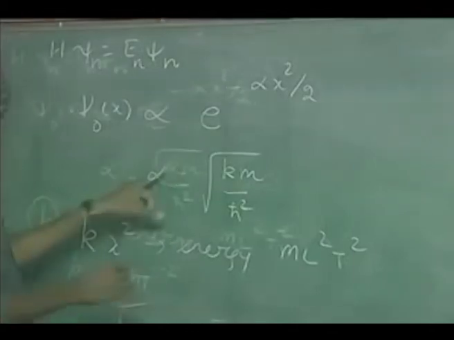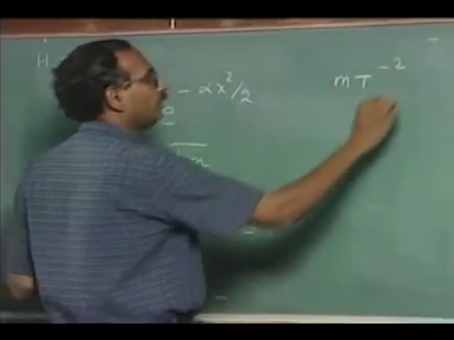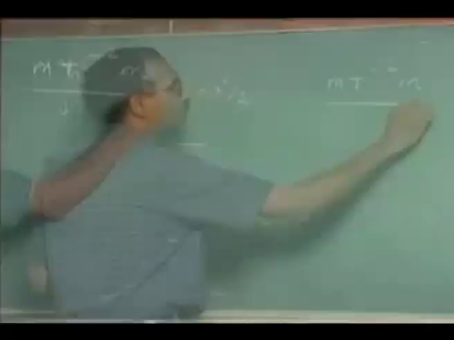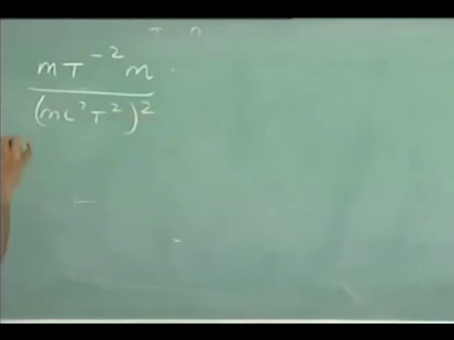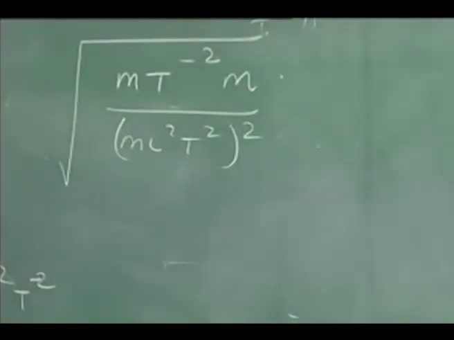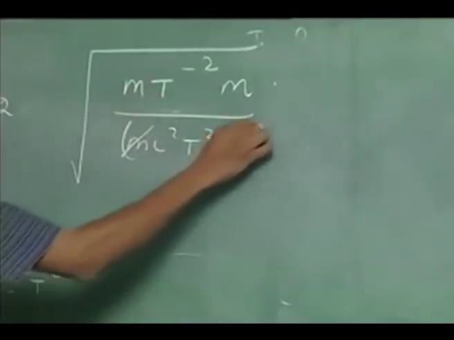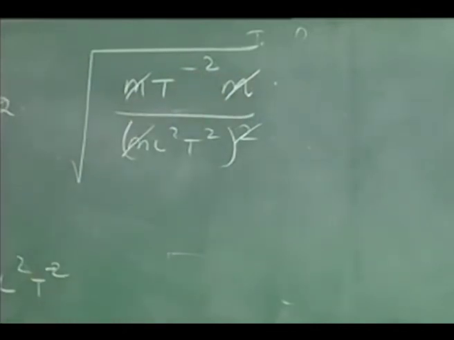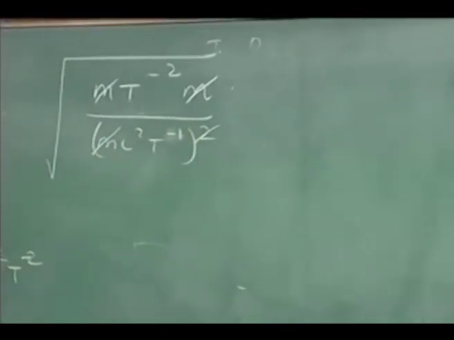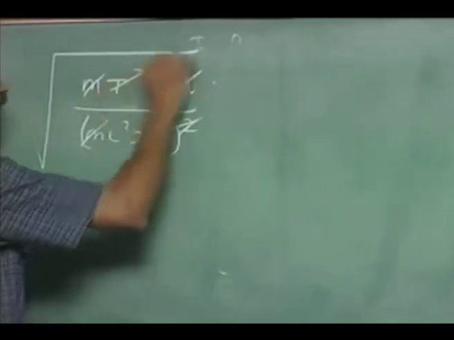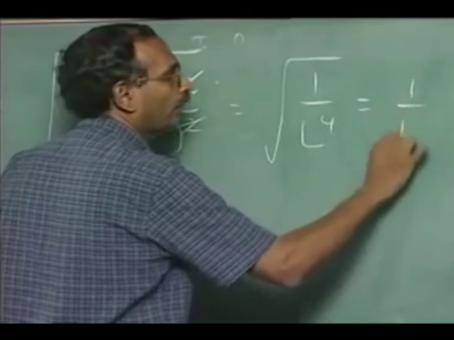The mass here, km by h bar square, so if you do that, m t to the minus 2 and m for the mass, and the h bar is m l square t to the minus 2 whole square, and then you have the square root of this. So what do we get? M square goes away. Sorry, h bar is m l square t to the minus 1. So t to the minus 1 whole square goes away, and therefore what you have is square root of 1 by L to the 4, or you get 1 by L square.